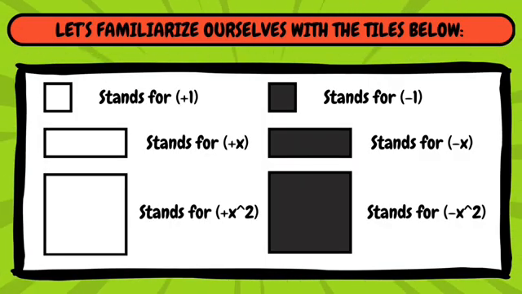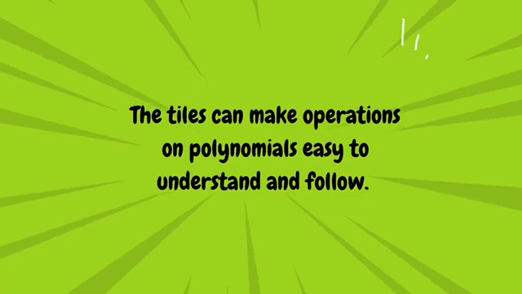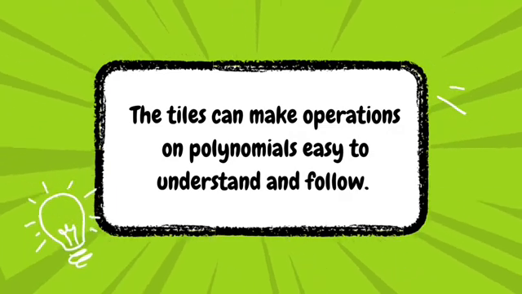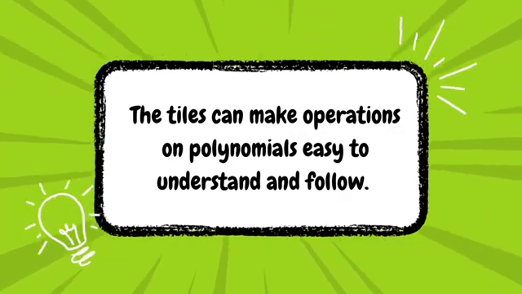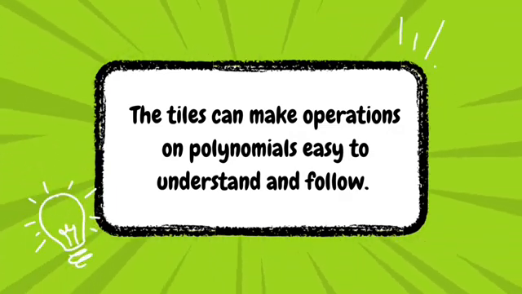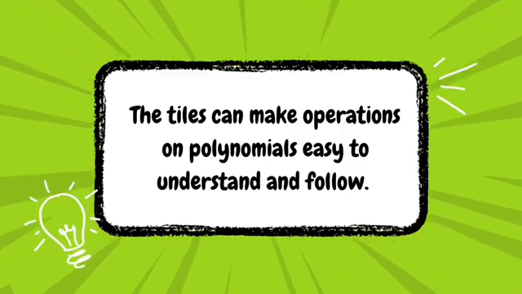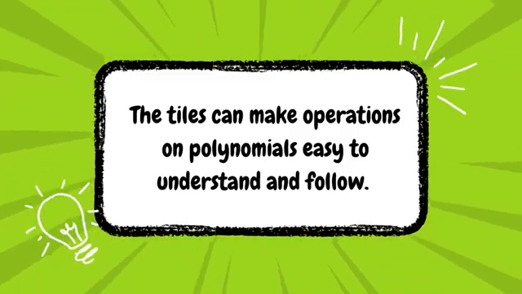One big square means x squared. A rectangle means x. And a small square means 1. The shaded ones are negative. The tiles can make operations on polynomials easy to understand and follow. We use these tiles to see how to add, subtract, and do other things with polynomials.